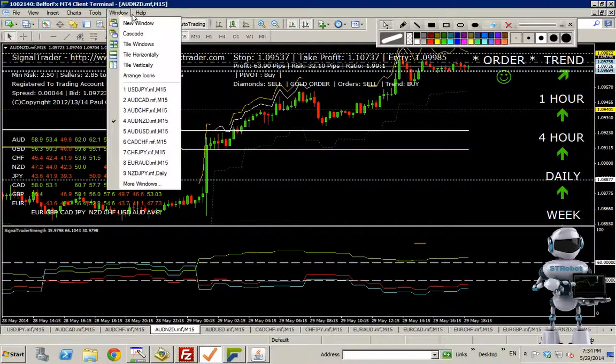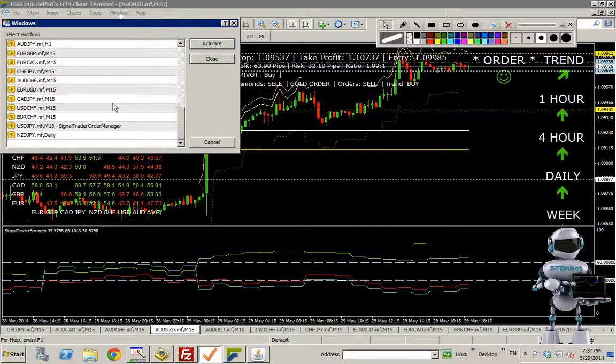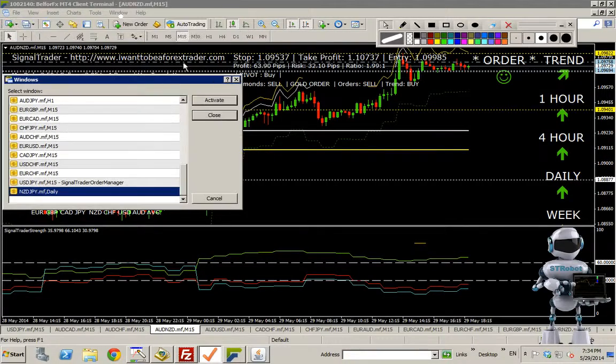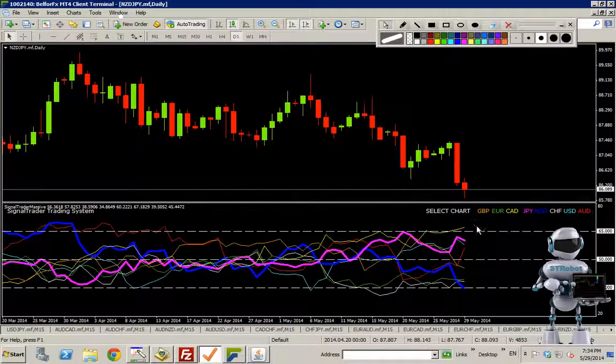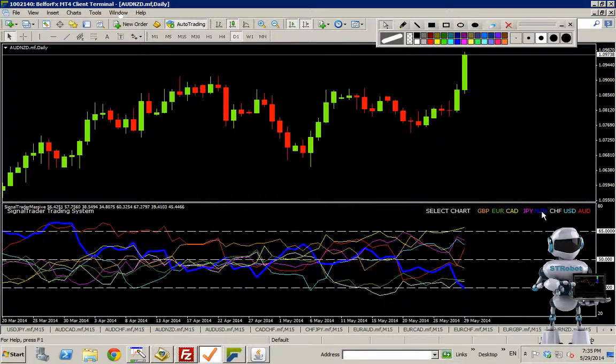Now, if I flip over to our New Zealand yen, so this is Aussie New Zealand. So we'll flip over to this. Quickly select Aussie New Zealand. So I'll click on the Aussie dollar. So do select chart. Sorry. Click on Aussie dollar, and then sell currency is New Zealand dollar.